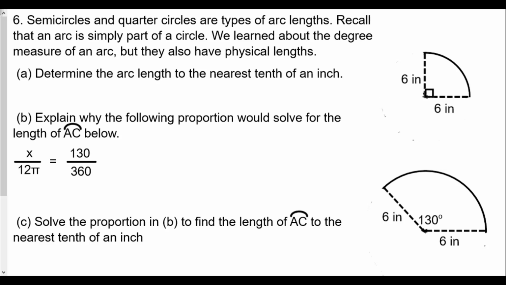Welcome back. We are now doing Circumference of a Circle, Lesson 29, Part 4, the last question, question number 6.